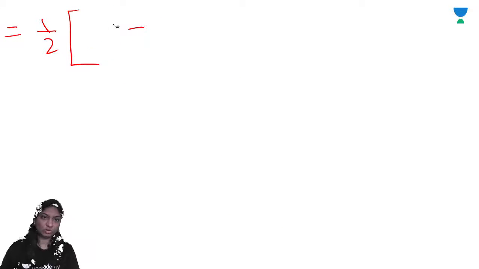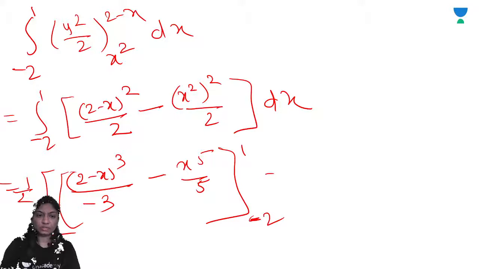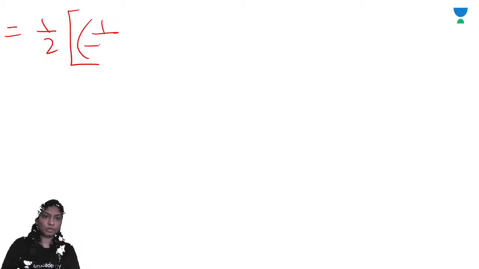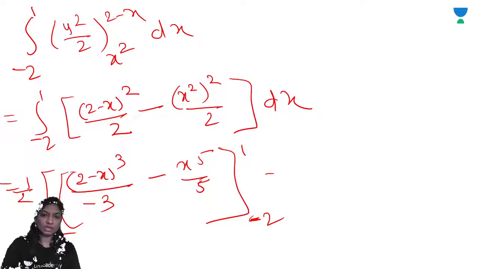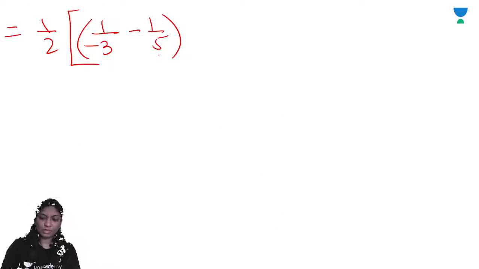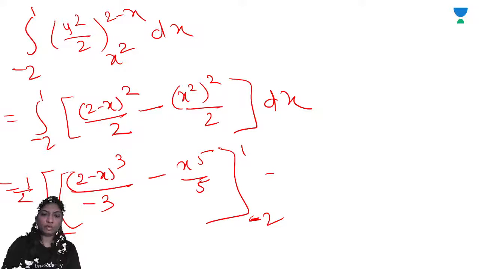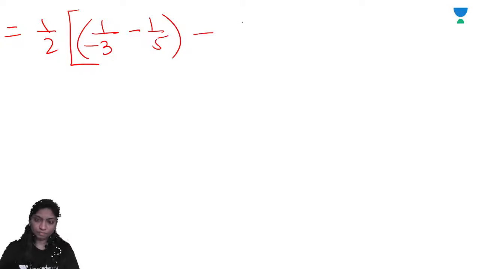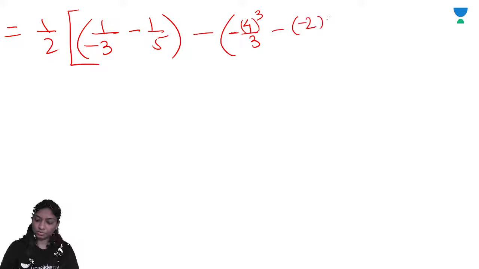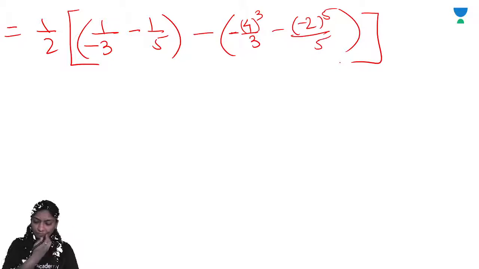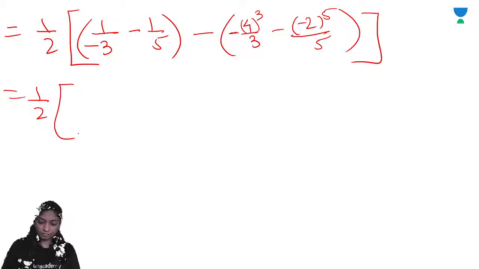One second. First of all, the integral limit is 1. x is equal to 1: 1 by minus 3, 1 upon minus 3, minus 1 upon 5, minus 1 by minus 3 minus 1 upon 5, minus 4 by 3 cube, minus 4 cube by 3, minus 2 raised to 5 by 5, minus 1 by 3 minus 1 by 5 plus 64.